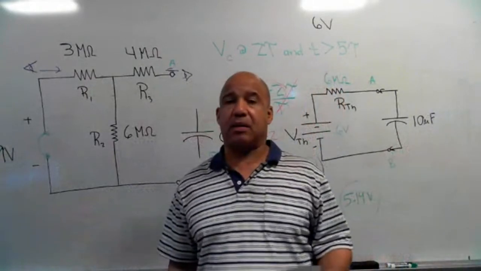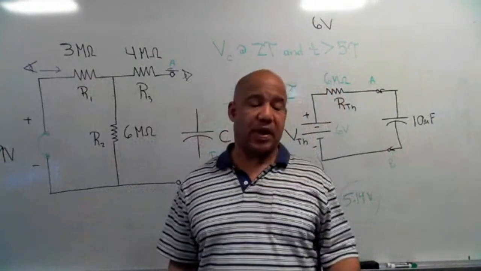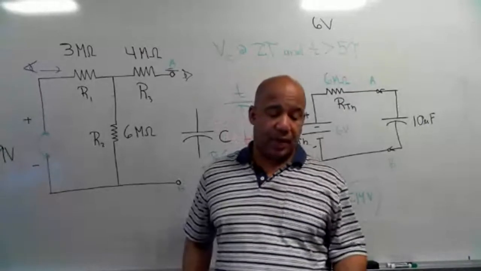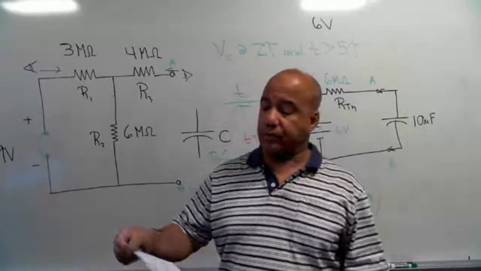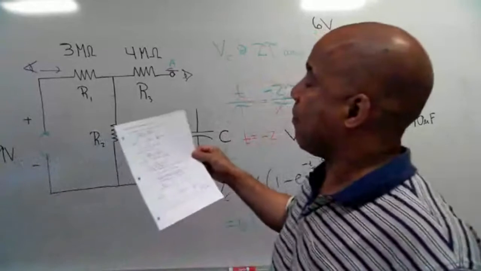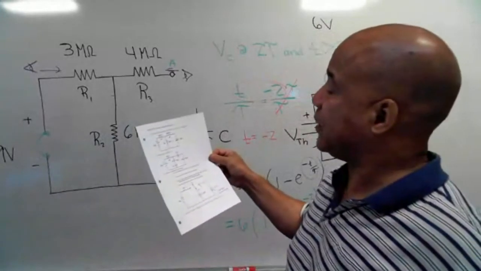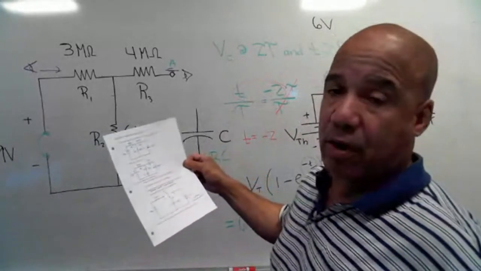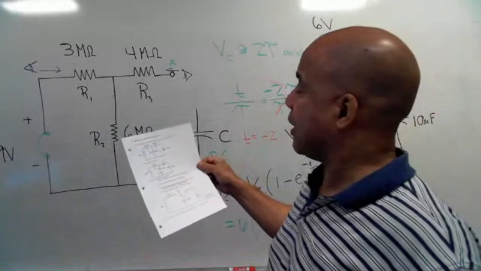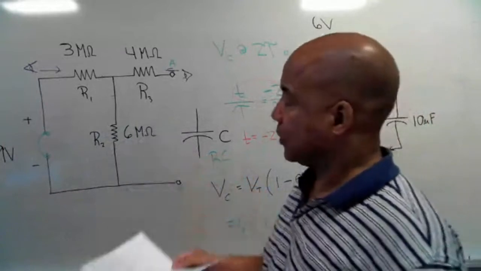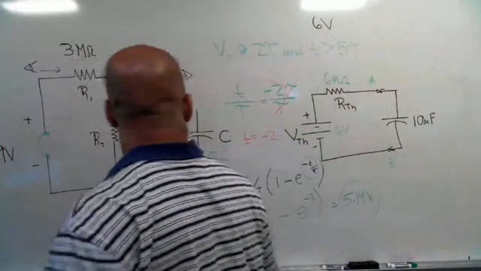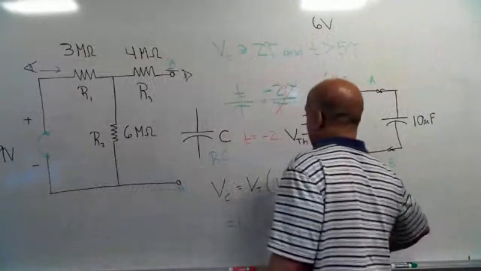Now, this one we've done a couple times, at least one time. They give you a circuit, number 2, and they want you to find the voltage across each resistor at t equals 0 and t greater than 5 tau. While you're working on that, I'm going to put the circuit on the board.